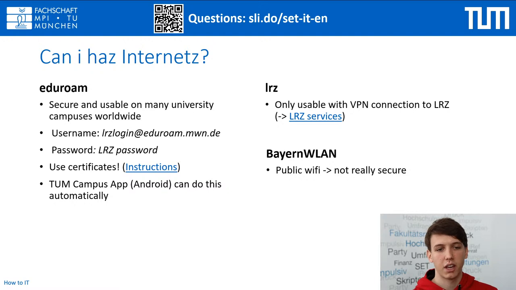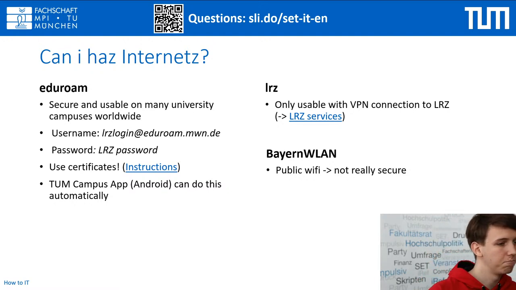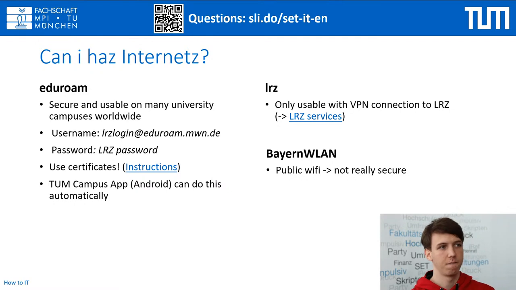The next network you can use is LFZ, which is only usable with a VPN connection to the LFZ. Then finally we have Bayern WLAN, which is available everywhere, at least everywhere we have EduRoam. But that's just like every other public Wi-Fi, so it isn't really secure.